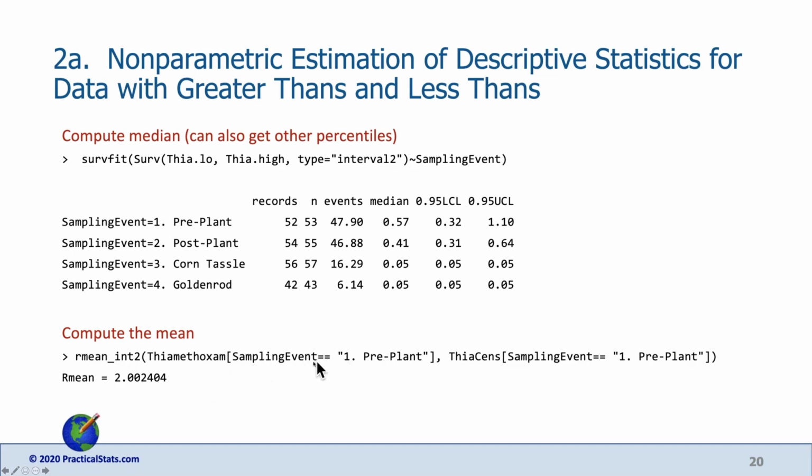So where the sampling event is equal to the first group, and its censoring indicator. So this is with an indicator rather than two columns, low and high. So that's going to get changed as well. And it gives you back the estimate of the mean for the first group. And that's summing up areas under the Kaplan-Meier curve. So this has nothing to do with a normal distribution, but it still gives you an estimate of the mean. So this would be the mean thiamethoxam for the first group, the pre-plant group.